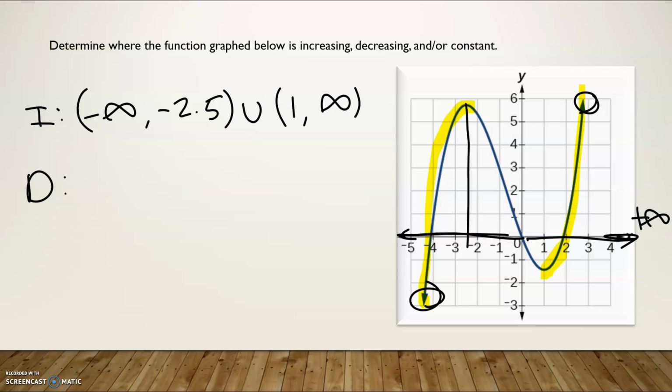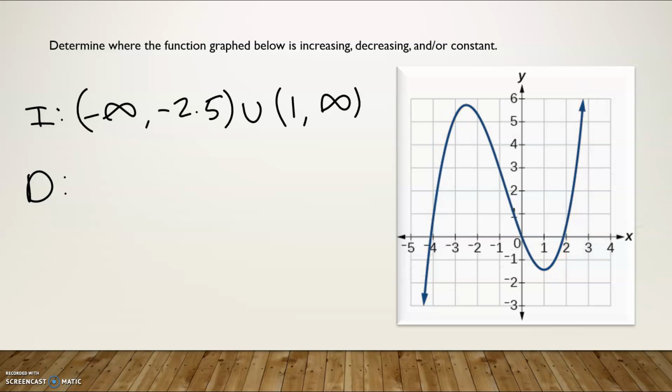Decreasing, the only decreasing part I see is from about here to here. That's the decreasing part right there. It starts from that negative 2.5 and goes to the 1, so negative 2.5 up to 1. And I don't have any horizontal lines, so again, we don't have a constant function, and that's it.